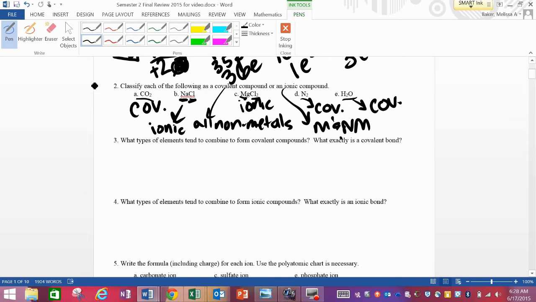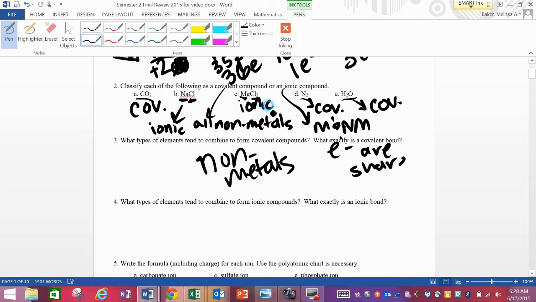What types of elements tend to combine to form covalent compounds? That's nonmetals. What exactly is a covalent bond? This is when electrons are shared. That's why when we're drawing pictures of covalent bonds like HCl, for example, we always show that there's this line connection between the 2 electrons.